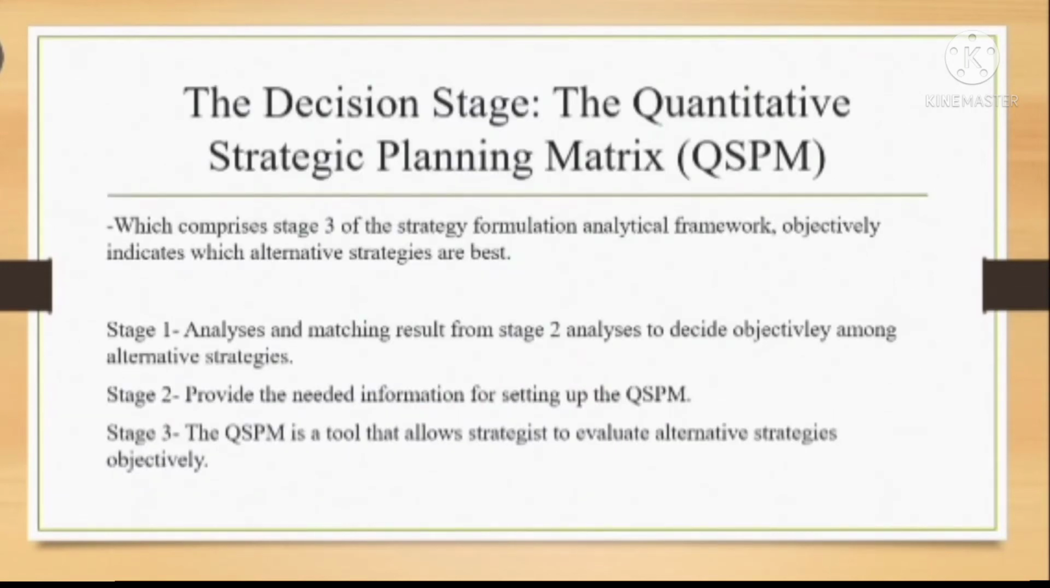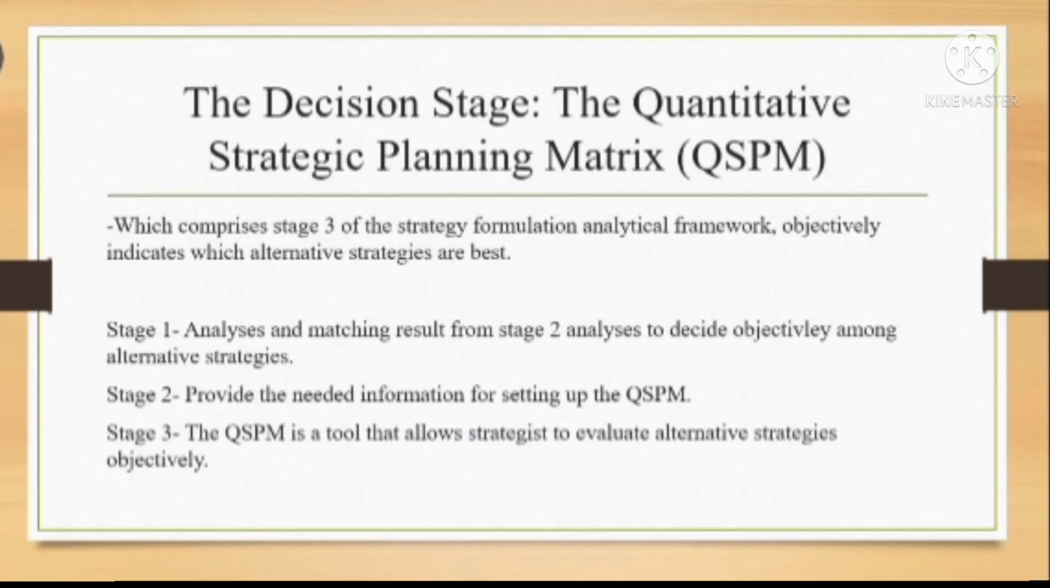The decision stage, the quantitative strategic planning matrix or QSPM, which comprises stage 3 of the strategy formulation analytical framework, objectively indicates which alternative strategies are best. So, yung QSPM is an organized way to calculate the score of multiple strategies in order to find the best match strategy for the organization. Then, meron tayong stage 3.